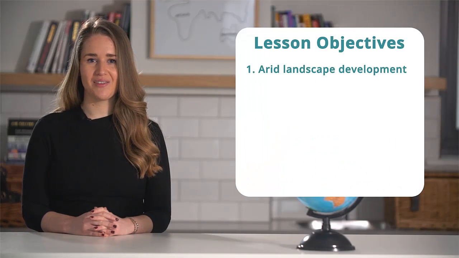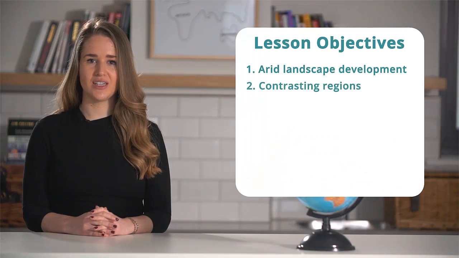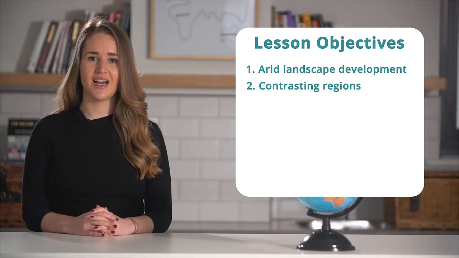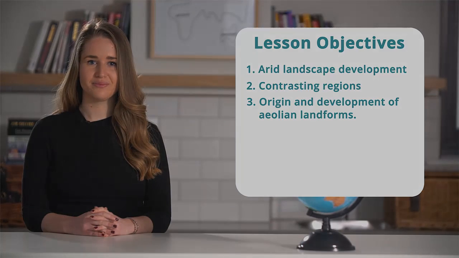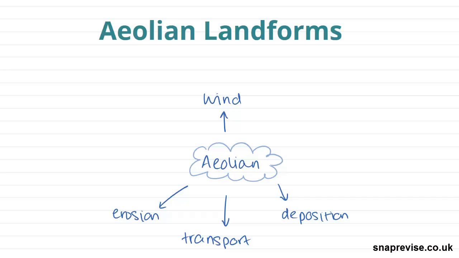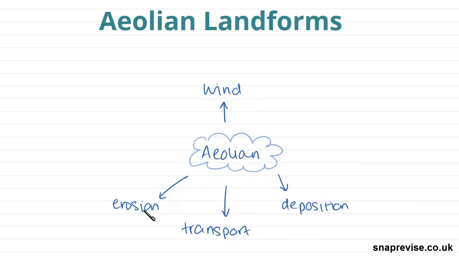Hi guys, in this video we will be learning about arid landscape development in contrasting parts of the world and understanding the origin and development of aeolian landforms. To give a brief introduction to aeolian landforms, these are those landforms that are created solely by the wind, and the wind creates these landforms through either erosion, transport or deposition, and we're going to look at some aeolian landforms in greater detail.